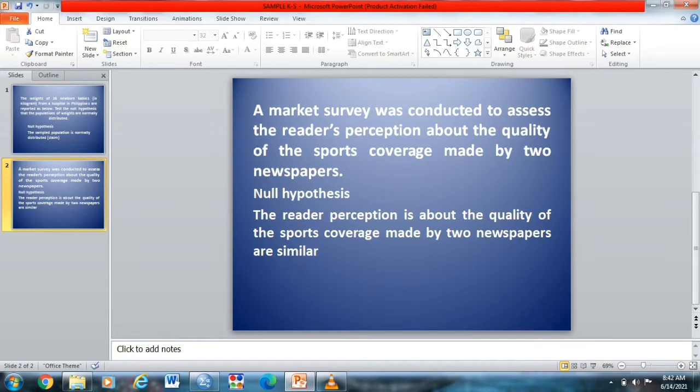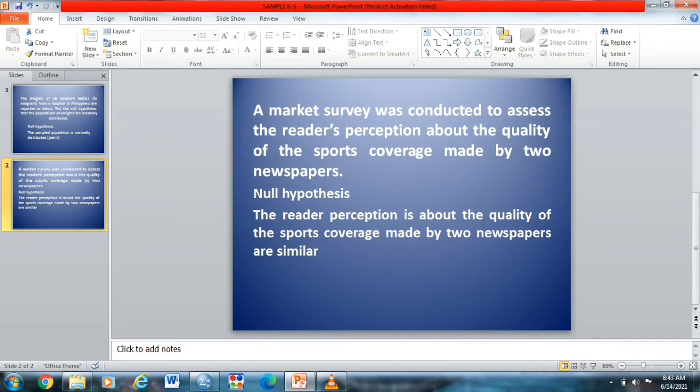So we have here a problem. A market survey was conducted to assess the readers' perception about the quality of the sports coverage made by two newspapers. Our null hypothesis here is: the reader perceptions about the quality of the sports coverage made by the two newspapers are similar. By the way, the data of this problem is already in our SPSS.